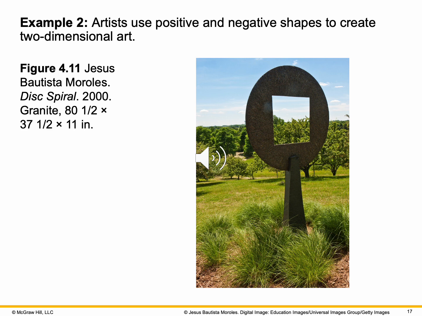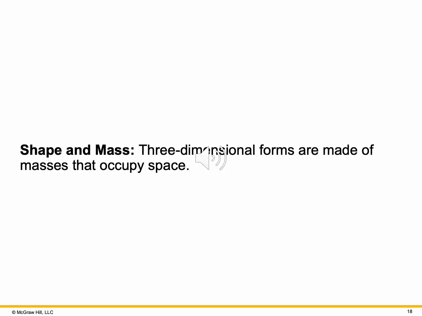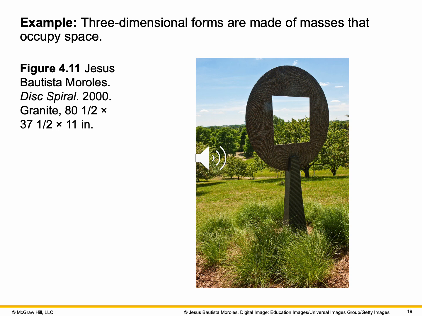To fully appreciate the mass and know how much space it occupies, we would have to walk around the sculpture in person or view it on a video being slowly circled. As visitors walk around, they can look through the negative space of the open square that provides a frame but shifting views of the sculpture garden's location. Space and mass. Three-dimensional forms are made of masses that occupy space.